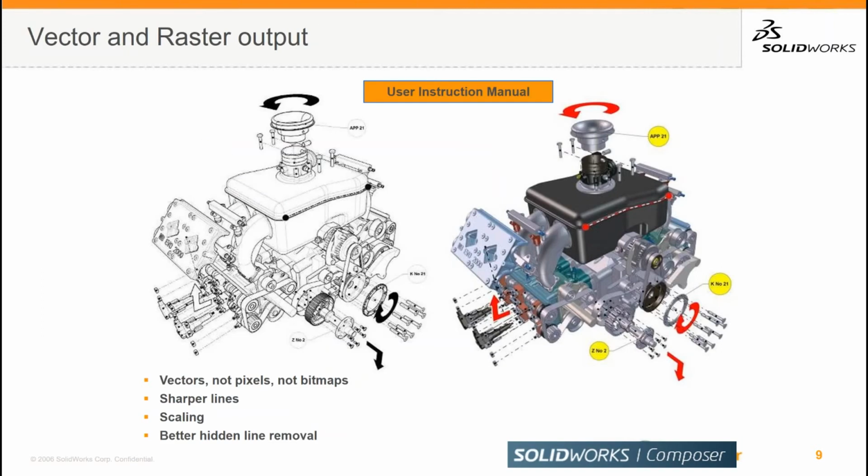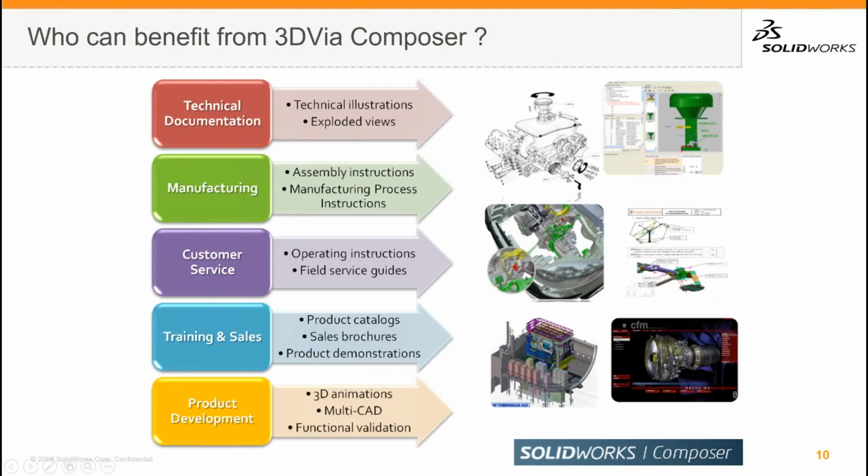We can do vector and raster output. Raster output is what most people think of as a crappy pixely image. A vector output is a nice clean line art. We can do very, very high quality raster, and we can do the vector as well, like you're used to in a nice clean PDF.